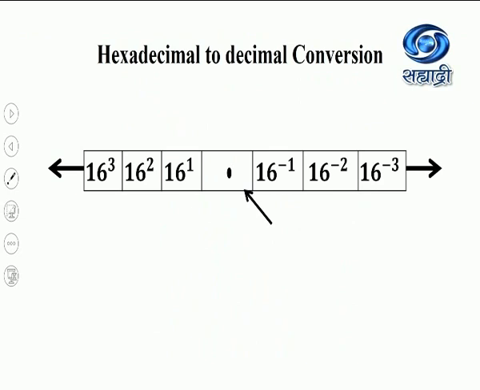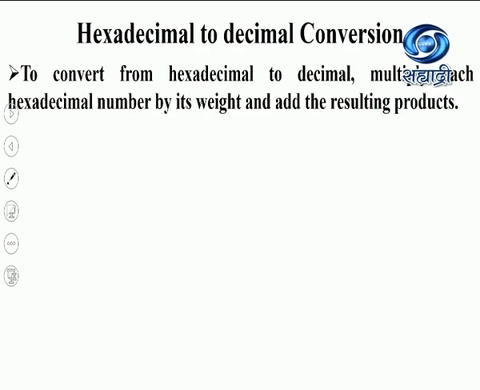If you carefully see, from the hexadecimal point to the right side, the powers of 16 keep decreasing by 1, and from the hexadecimal point to the left, the powers of 16 increase positively by 1. To convert from hexadecimal to decimal, multiply each hexadecimal digit by its weight and add the resulting products.